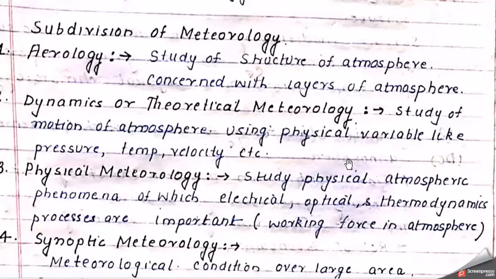Now the third one is physical meteorology. It is the study of physical atmospheric phenomena, of which electrical, optical and thermodynamic processes. Here we go into a deeper technical side of meteorology, in which we study the optical phenomena of the atmosphere, thermodynamics, how temperature is changing and what parameters are changing, the processes, and the forces working on the atmosphere.